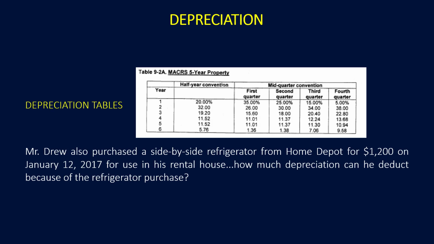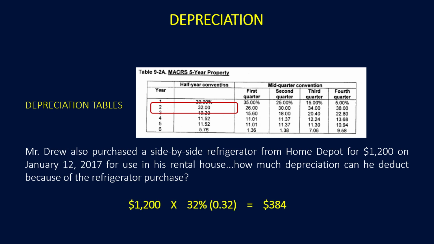He also purchased a side-by-side refrigerator from Home Depot for $1,200 on January the 12th, 2017 for use in his rental house. How much depreciation can he deduct because of the refrigerator purchase? Well, we're in year 2. We're using that half-year convention that we talked about. So we're going to multiply by 32%.